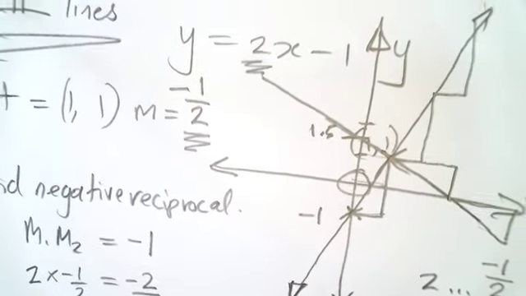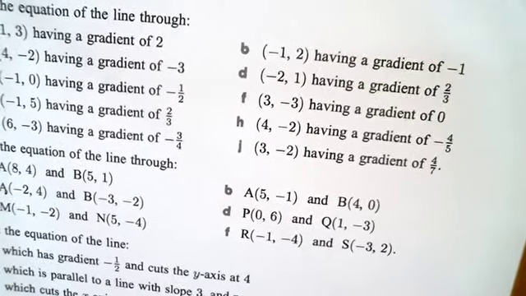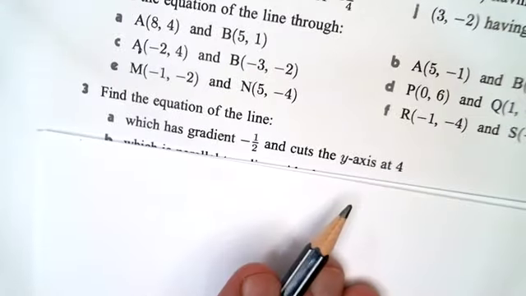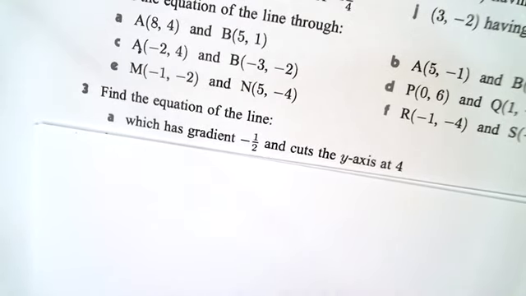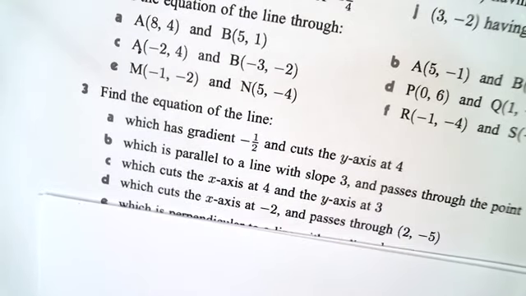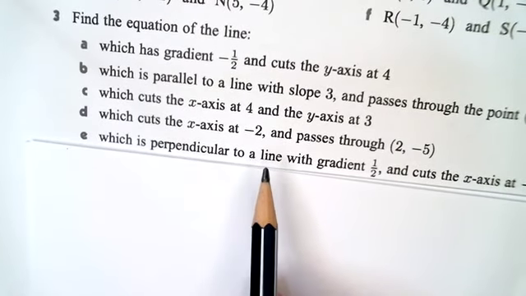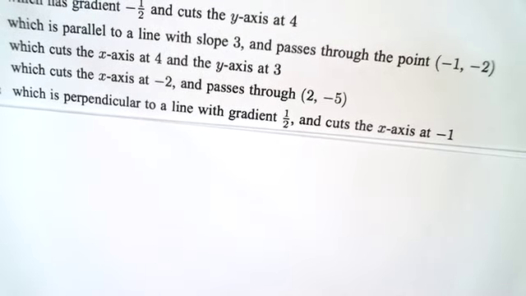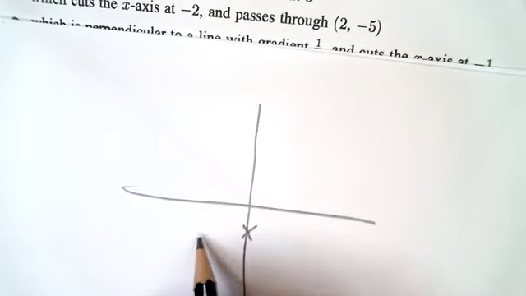All right, let's do one that it wants us to do. I'm just going to go straight to their questions. Oh, wait, that's the wrong one. Here we are: a line is perpendicular to a line with a gradient of 1/2 and cuts the x-axis at negative 1. So here's my graph. It cuts at negative 1. There's my negative 1.